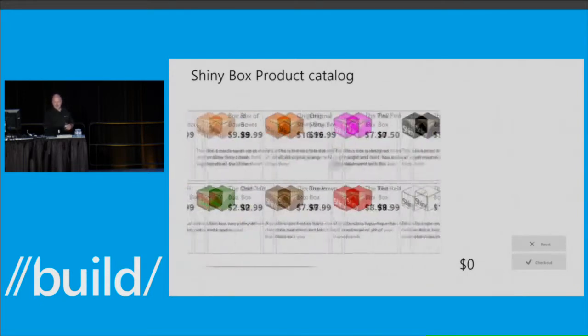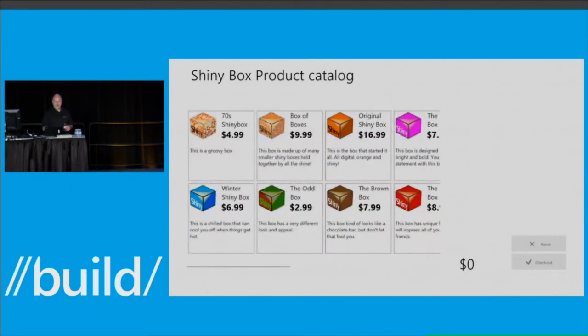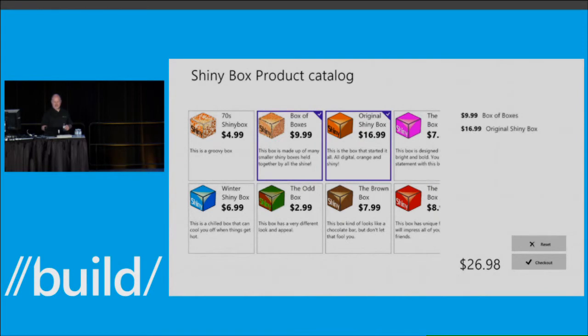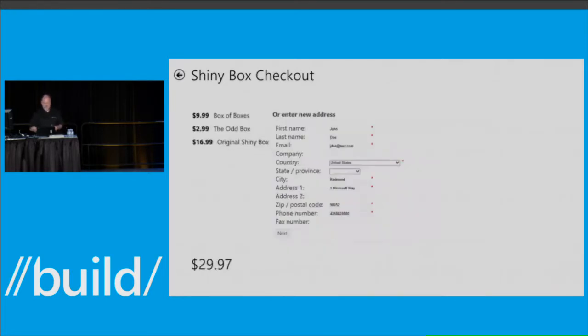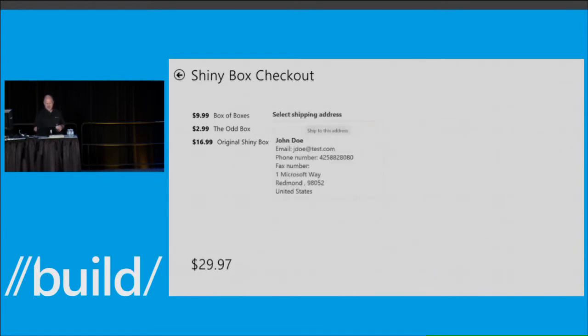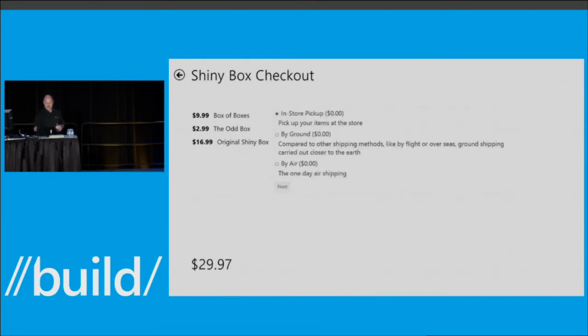So I can interact with this entire list view control that's got all of his cool shiny boxes, and as I select them using a native experience in Windows, it's adding them to a checkout list. When I hit checkout, what's going to happen here is I'm in fact bringing up a WebView control. So the purchase experience that you see, if I click next and ship to this address, and well, let's see, it's free shipping by air, that's fine. I'll do that and hit next.